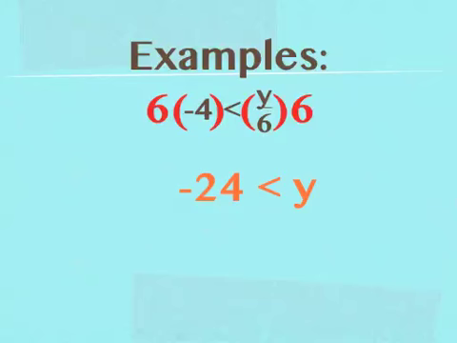Now, once you get to this point, if you wanted to graph it, you can still do the same thing that we've done before, which is to flip everything now, and you could say that y is greater than negative 24 if you needed to graph this inequality.